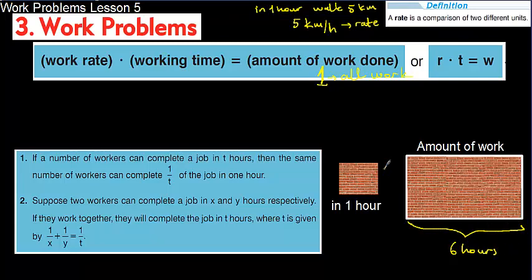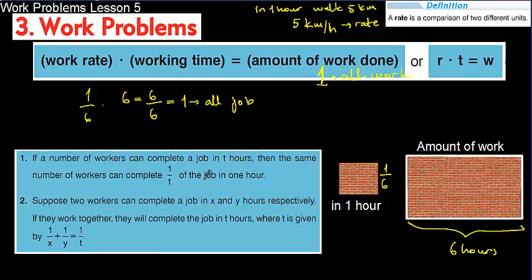So in 1 hour I'll finish 1/6 of the job. My working rate is 1 over 6. If I work 6 hours, that will be equal to 6 over 6, which is equal to 1, and this is the amount of the whole job.